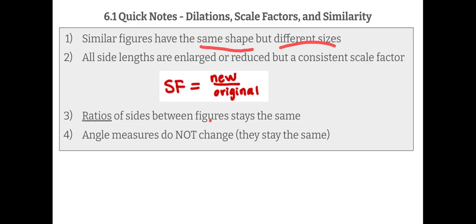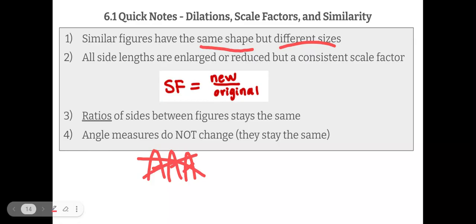Ratios of sides between the figures stay the same. So if one pair of sides is 3/4 as big, the next pair of sides is going to be 3/4 as big. But what's interesting is the angle measures do not change. That's why angle-angle-angle on triangles did not mean that the triangles were congruent, if we knew that 3 angles were the same. It would just mean that they are similar, which is what we're talking about now.